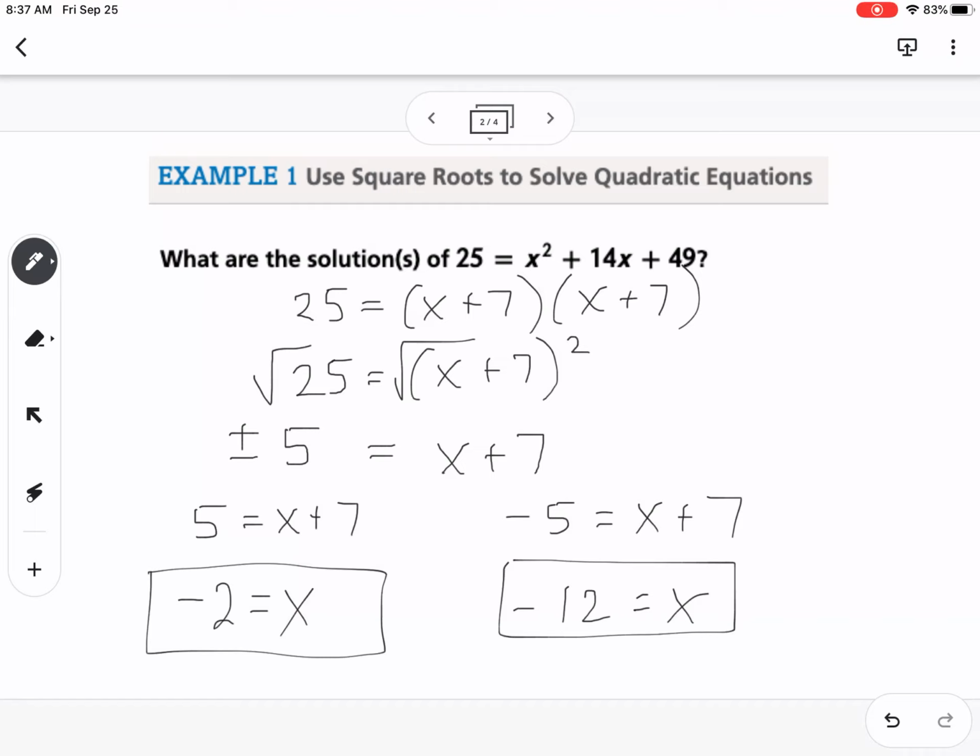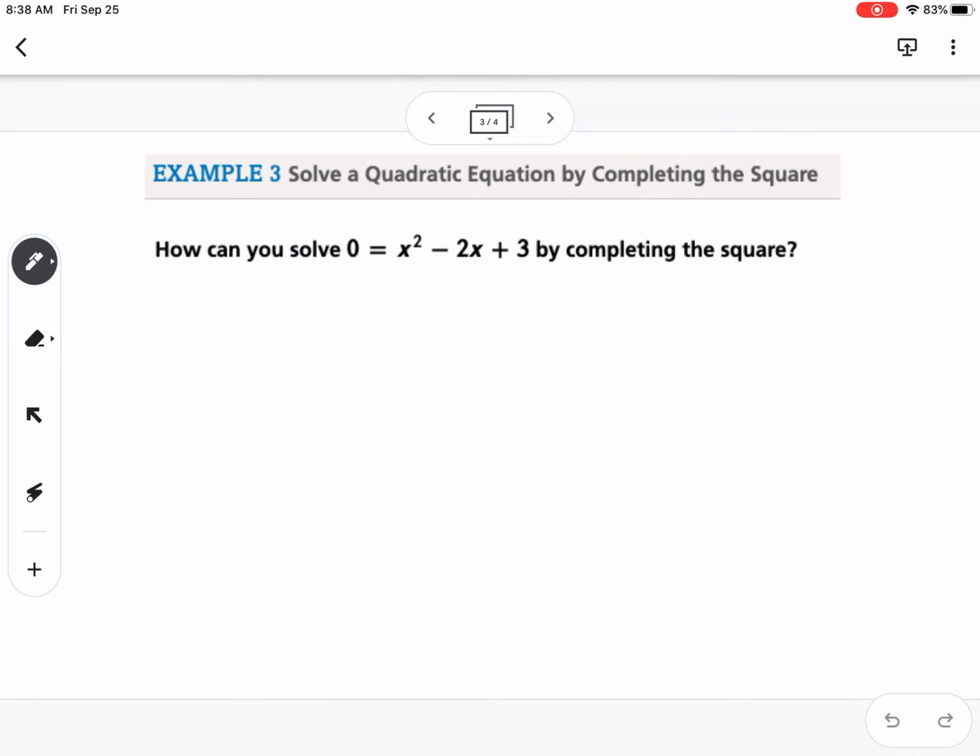So sometimes it is not easier to get your quadratic equation equal to 0, but you still have to deal with that number on the other side. So if you notice it's a perfect square, like 25 is nice, if we square root it, we get a whole number. So those are the times that you would want to use solving with square roots.